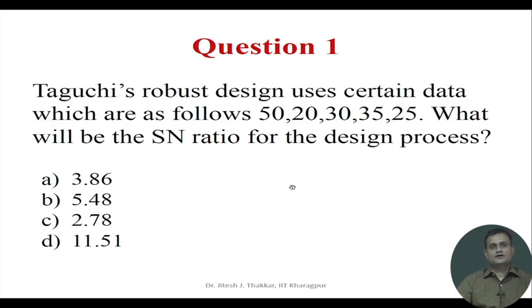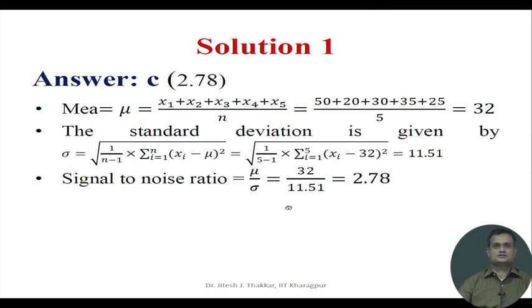Question 1. Taguchi's robust design uses certain data which are as follows: 50, 20, 30, 35, 25. What will be the SN ratio for the design process? You can see the options on the screen, and we can compute it like this. Mu, that is the mean, is (x1 + x2 + x3 + x4 + x5) divided by n, which is 32. The standard deviation is 11.51. Signal to noise ratio you can compute as mu by sigma, 32 divided by 11.51, which is 2.78.